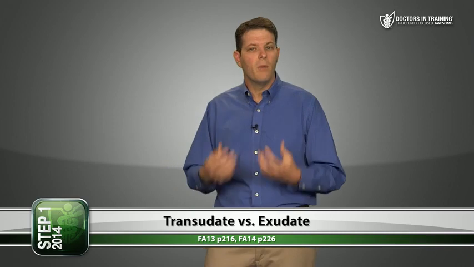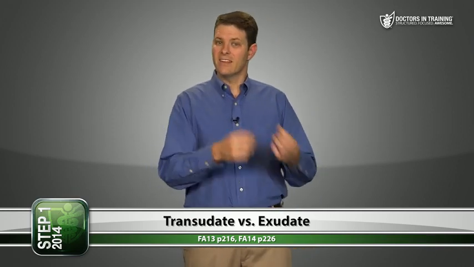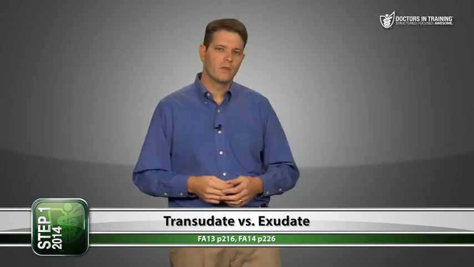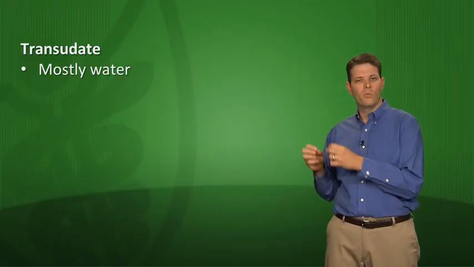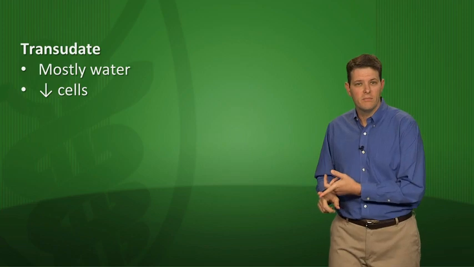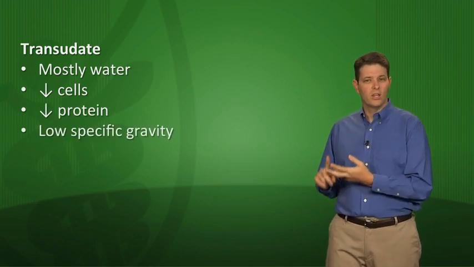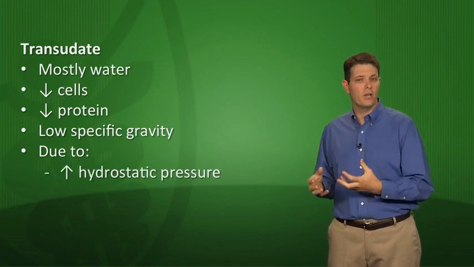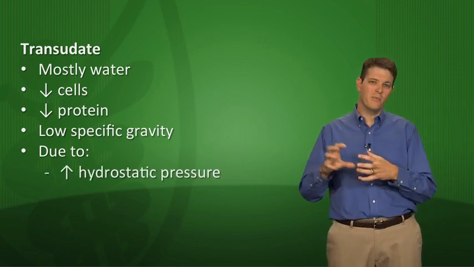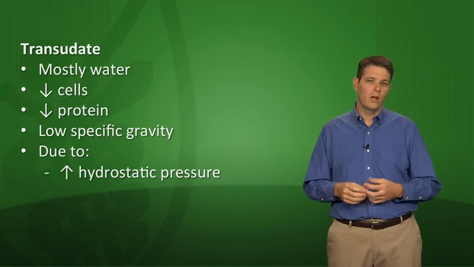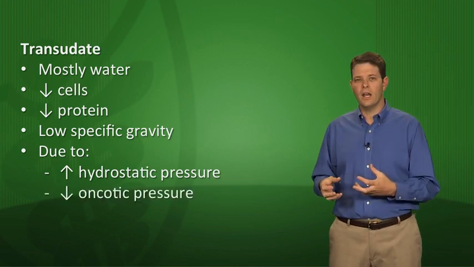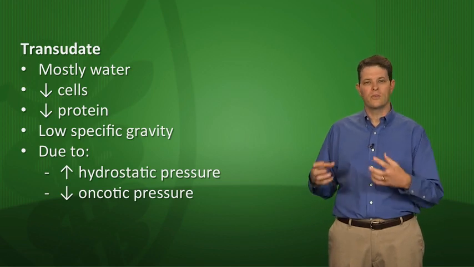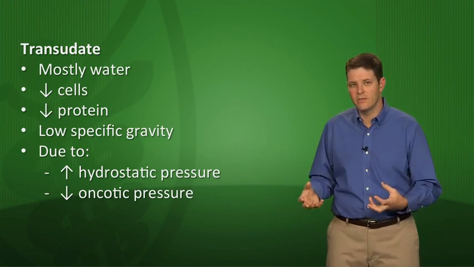One student sent in a mnemonic that the EX in exudate reminds you that the exudate has extra stuff in it. So think about transudate being mostly water. It doesn't have a lot of cells in it, doesn't have a lot of protein in it, has a low specific gravity. Transudate can be due to high hydrostatic pressure, so pressure is basically pushing serum out of the vessel into the tissue. It can also be due to decreased oncotic pressure, so if you don't have a lot of proteins in your serum, you're going to have a lot of watery transudative fluid leaking out of the blood vessels.